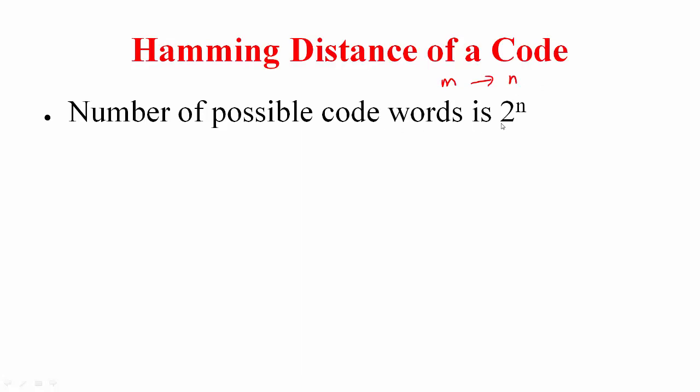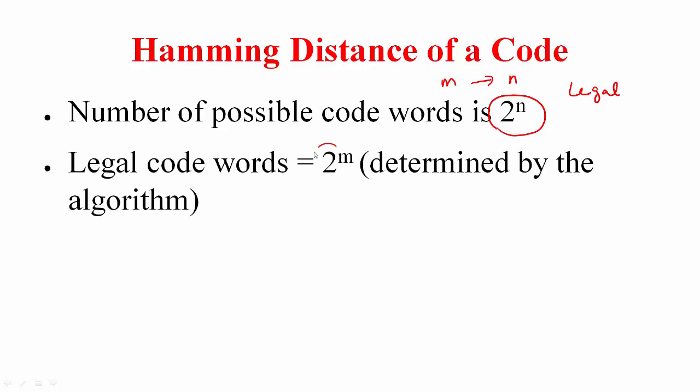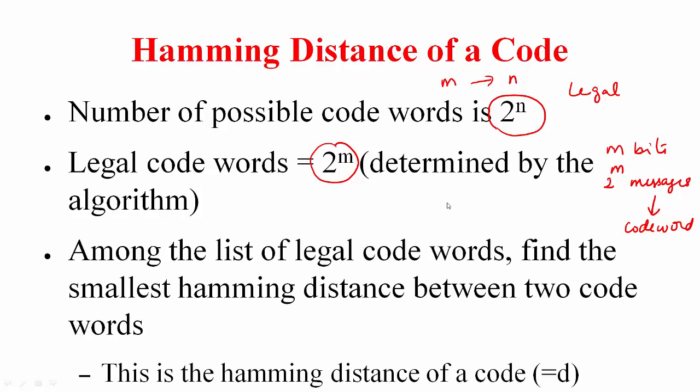An algorithm translates the m message bits to an n-bit code word. Now there are 2 to the power of n possible code words. Out of these, how many are legal code words? By legal, I mean actually get transmitted. This is only 2 to the power of m because you have m message bits. That means you have a total of 2 to the power of m messages, and each of these gets translated into a distinct code word. Thereby you only have 2 to the power of m legal code words. An algorithm basically translates these messages into code words, and this is called a code. That is, the legal code words form a code.